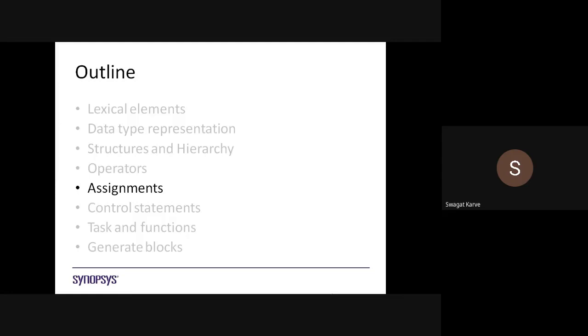Okay, how many classes of operators are there in Verilog that we have discussed? Six. Very right. Which are those?